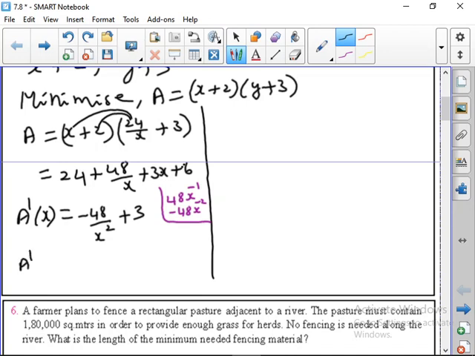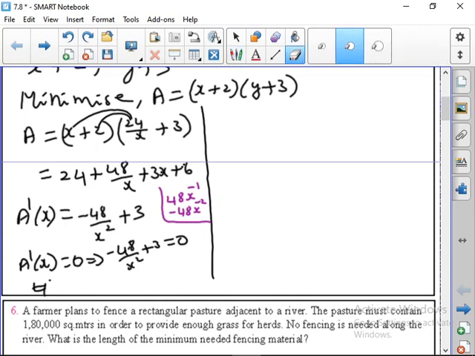Now A dash of x is equal to 0. So what you will get? Minus 48 by x square plus 3 is equal to 0. So finally what you get? 48 by x square is equal to 3. So from this what you will get?